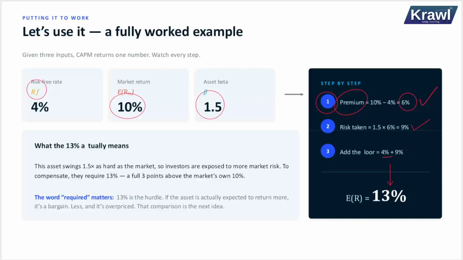Now, what does 13 actually mean? This asset swings 1.5 times harder than the market. So there is more risk. So investors demand more, 13%, a full 3 points above the market's own 10. And you notice the word required. 13 is the hurdle. If the asset's actually expected to beat 13, it's a bargain. If it falls short, it is overpriced. And you hold that thought, it's our next move. And that is what we are going to do in the next slide. The security market line.